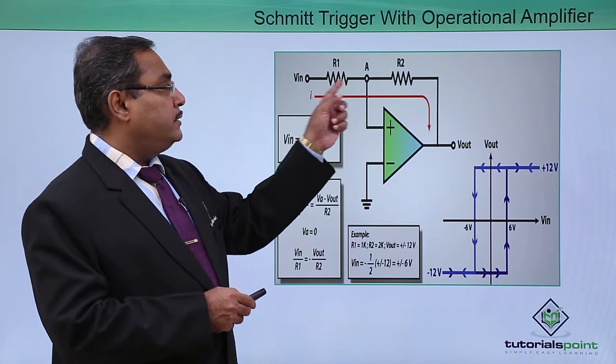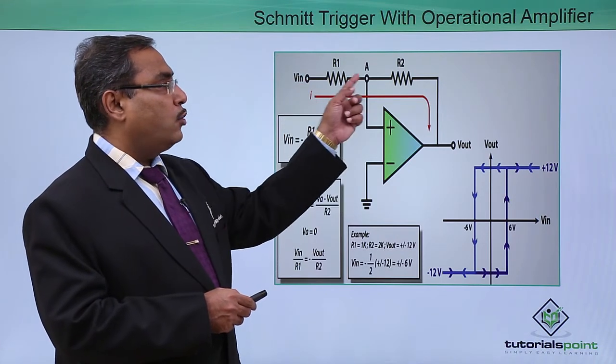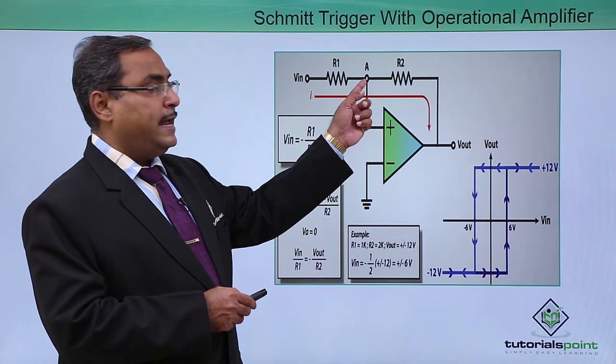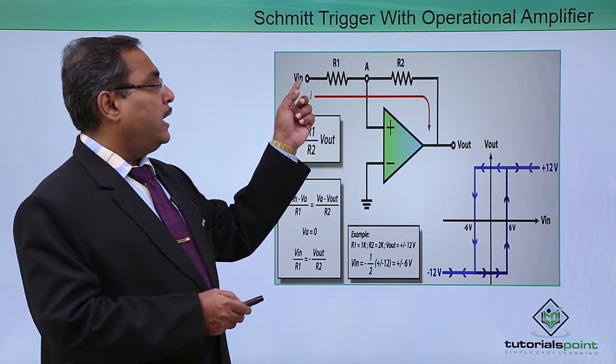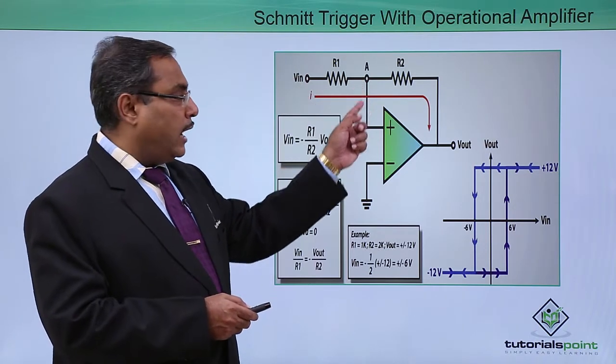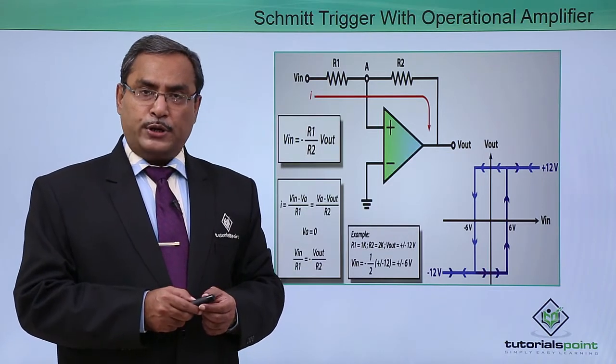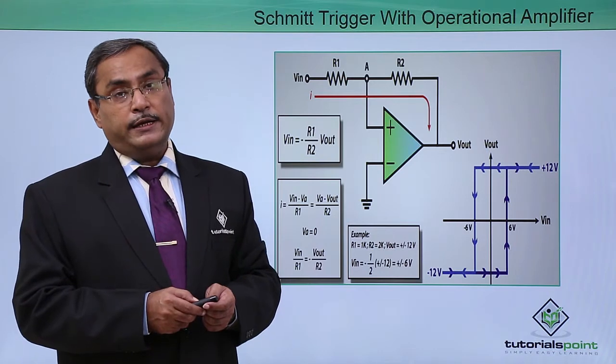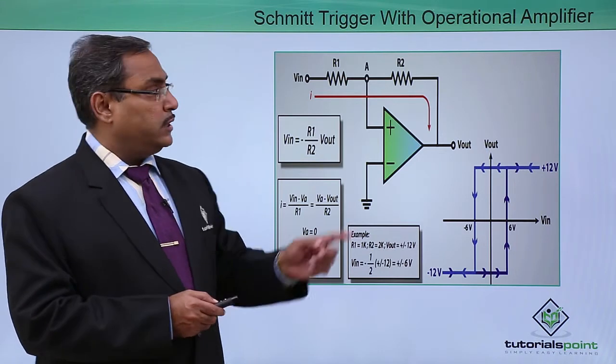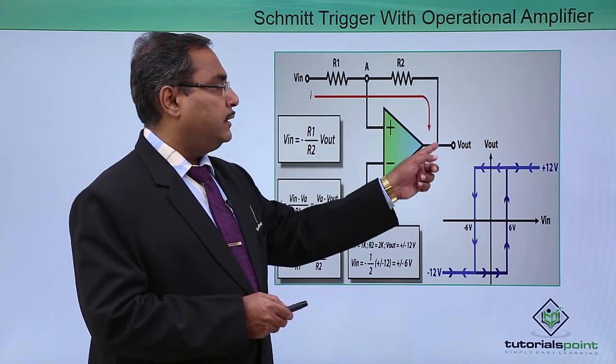So how to write? You see the current which will be flowing through R1. Here the VA will be zero in that case. When the current flows through R1, that current cannot flow through the operational amplifier. Why? Because the operational amplifier has infinite input impedance. So the current will be flowing through this feedback path as well.